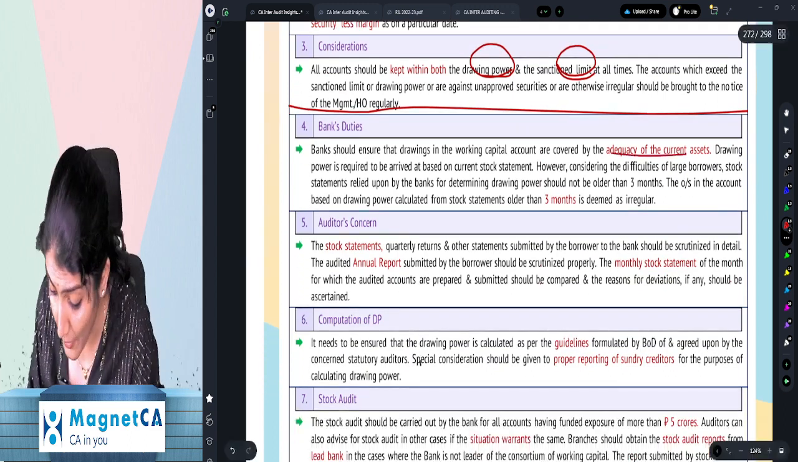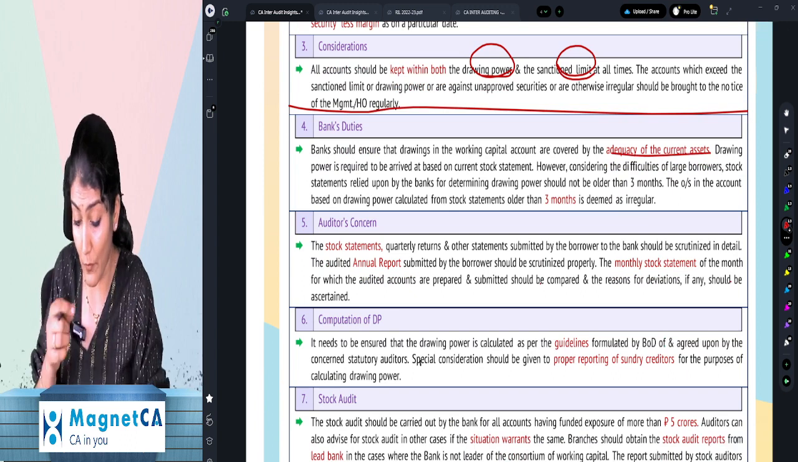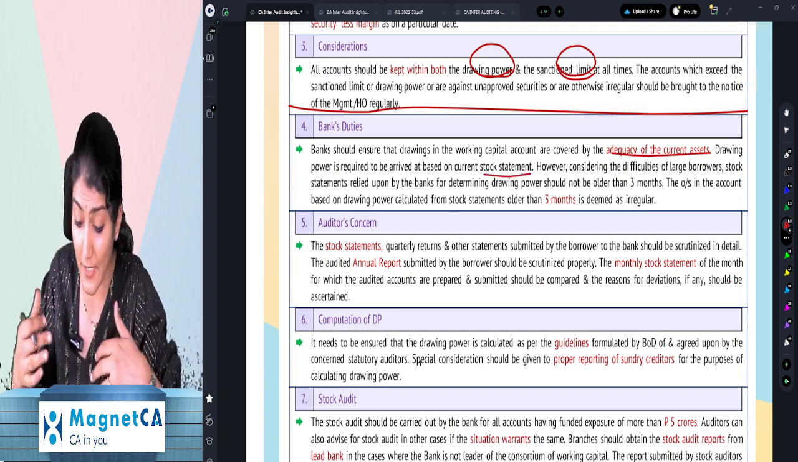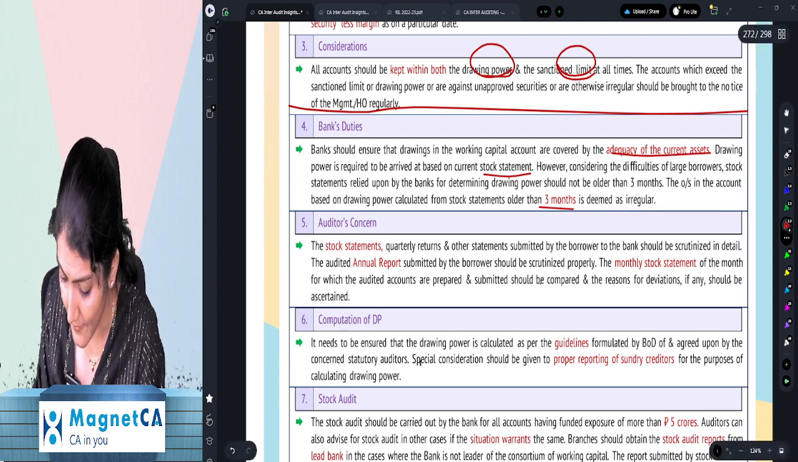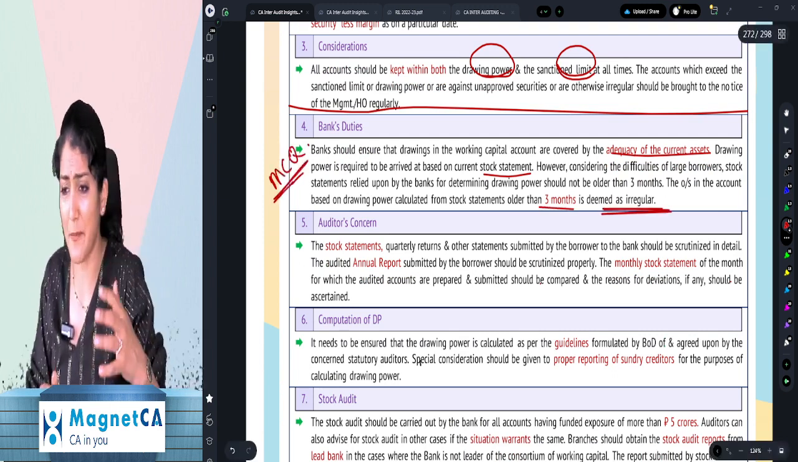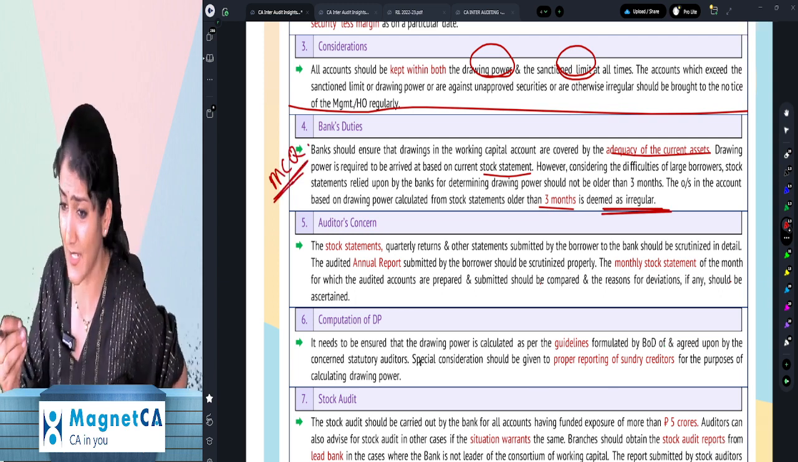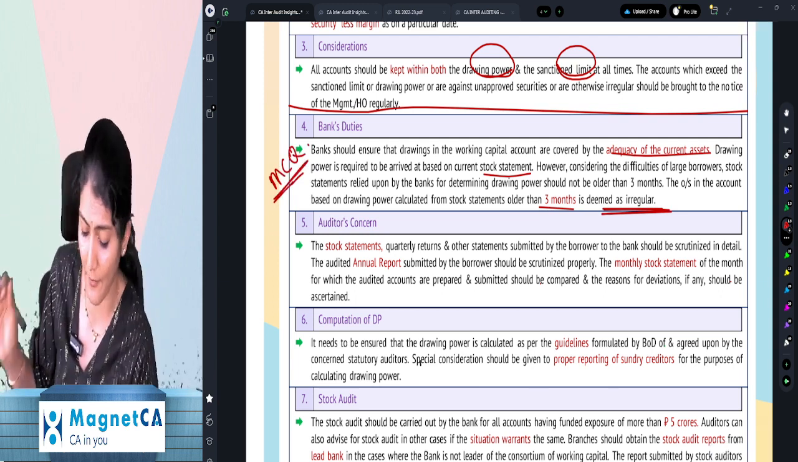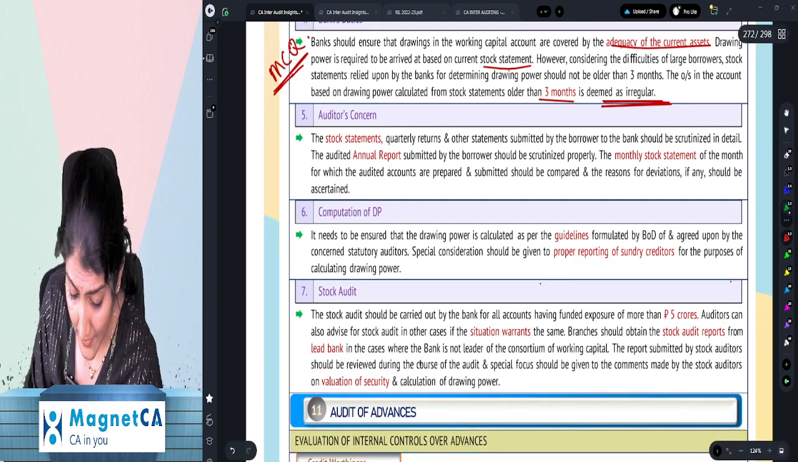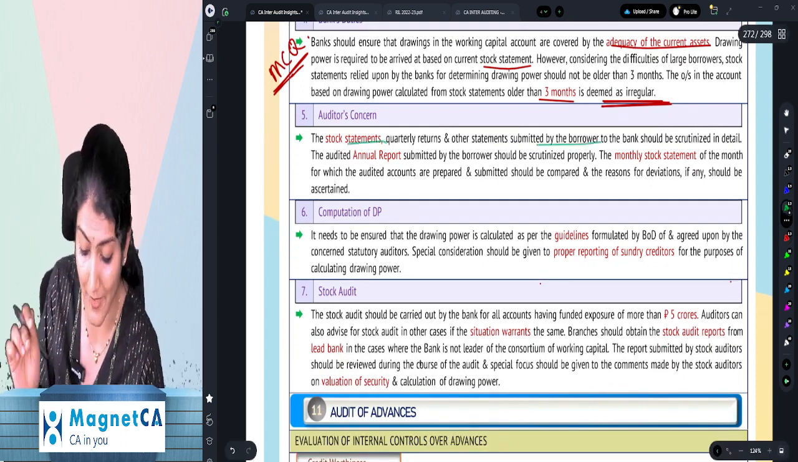To check the adequacy of the current assets. Right? So current assets, the stock statements have to be submitted to the bank, and a stock statement older than 3 months will be deemed irregular. So if one or two months the stock statement is not submitted, okay, but for more than 3 months, it says it will be deemed as irregular. What is the auditor's duty? To check the stock statements and all submitted by the borrower.